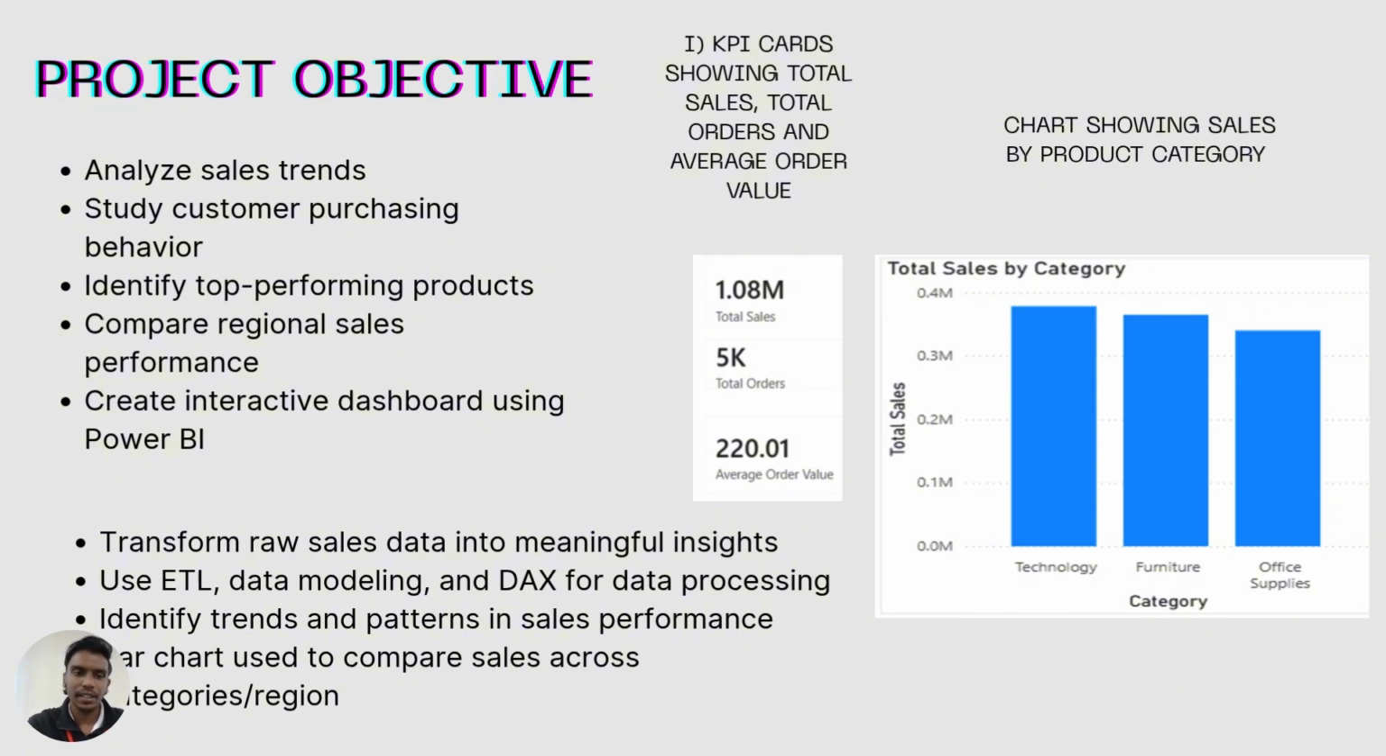So here is what we did in our PBA. Here are the four main things. Transform raw sales data into meaningful insights, which you can see in our dashboard. Use ETL, data modeling and DAX for data processing. Identify trends and patterns of sales performance. A bar chart is used to compare sales across categories and regions. Here we can see KPI cards showing total sales, total orders and average order value. And here we can see a chart showing sales by product category.